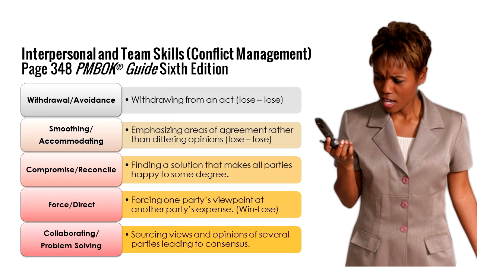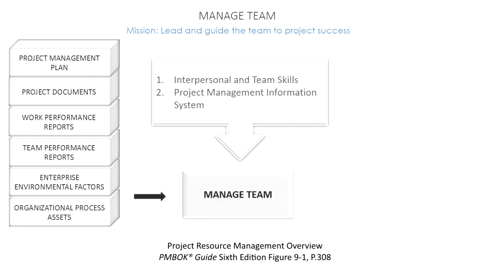The next one is compromise, searching for a solution that brings some degree of satisfaction to the parties involved. And this is a temporary band-aid, and it often results in a lose-lose situation. The next one is called force or direct. Do it my way, pushing your agenda, pushing your viewpoint at the expense of someone else. This is not good. This results in a win-lose scenario. And we also have a very important one because it is the best conflict resolution approach. It's called collaborating or problem solving, and this leads to a win-win situation when properly done. So those are your 5 approaches to conflict management.